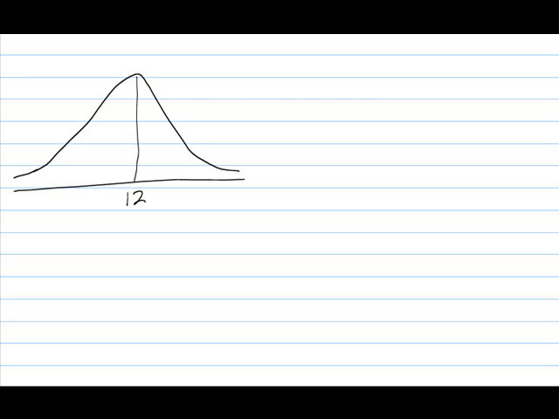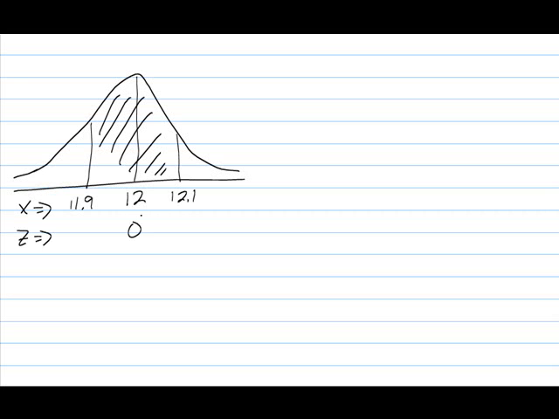We want the probability that a single can, so we're dealing with a single x here, is between 11.9 and 12.1. So let's start by drawing a picture just to give us a feel for what we want. We want this area between 11.9 and 12.1. Once you draw your picture, then we need to transform. Remember, these are x values.